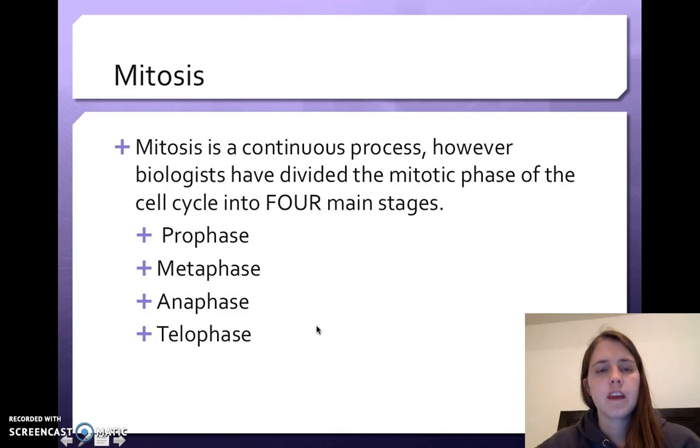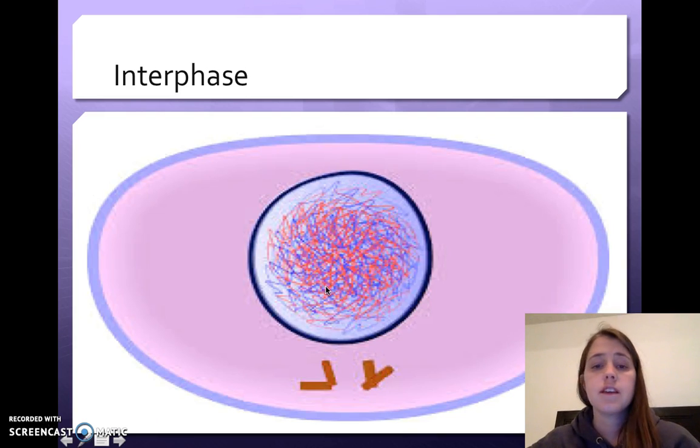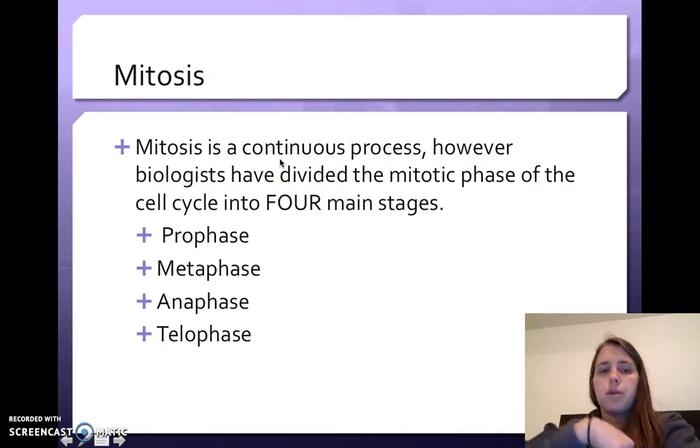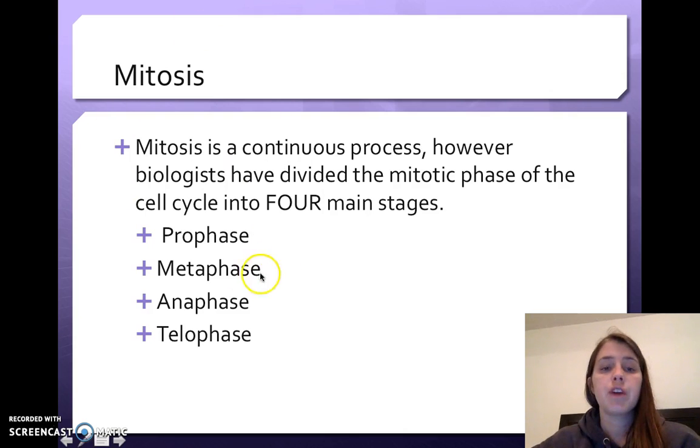We would be able to see those because they're in every cell, but we would not be able to see our DNA. After we go through our interphase where we grow, copy our genes, and make copies of organelles, we will move into mitosis. So mitosis is a continuous process, but it has been divided into some stages, 4 main stages to be exact. You have prophase, which is what we start off at. So interphase goes right into prophase. And then prophase moves into metaphase, and then metaphase moves into anaphase, and anaphase moves into telophase, and telophase moves into cytokinesis, which moves into interphase again.